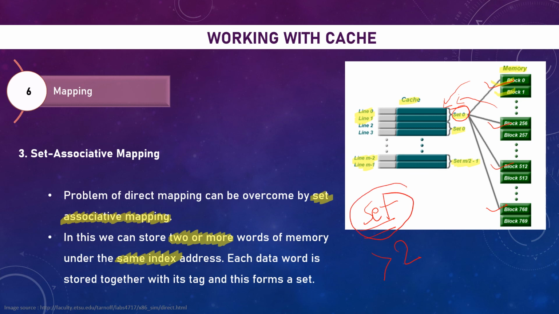Of course here we have an index, then tag, right? It will have tag and the index for each memory block. So it's very easy: in set associative mapping, we create sets of two or more lines, and we can shift two or more words of memory onto the same index address. So this is about the set associative mapping.